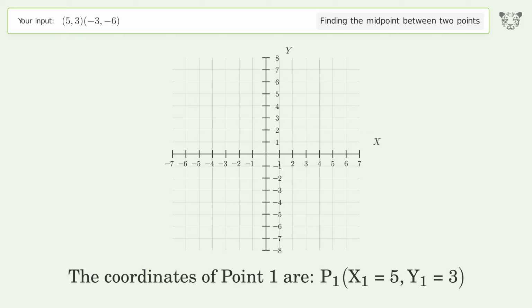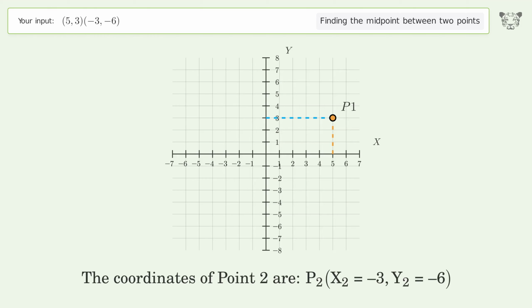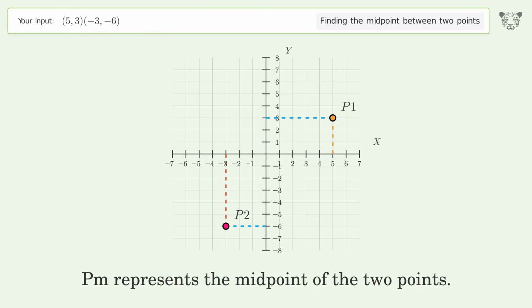The coordinates of point 1 are, x1 equals 5, y1 equals 3. The coordinates of point 2 are, x2 equals negative 3, y2 equals negative 6. PM represents the midpoint of the 2 points.